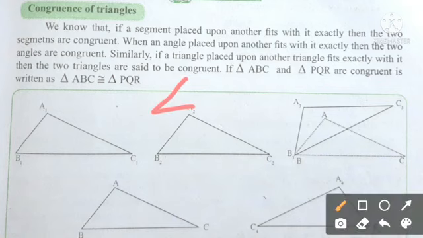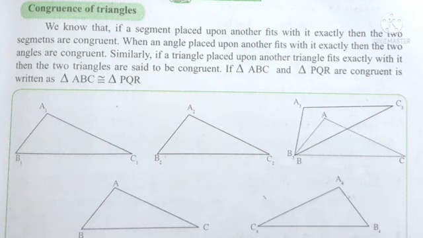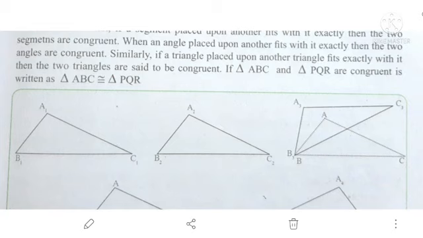Suppose this is one angle, and this is another angle. When are these two angles congruent? When the angles are placed one on another, if they fit exactly, then the two angles are congruent. That is, if their measures are the same, then the two angles are congruent. Similarly, about the triangle, what is the congruence of triangles? If we place one triangle on another triangle and it fits perfectly, then we call the two triangles congruent.